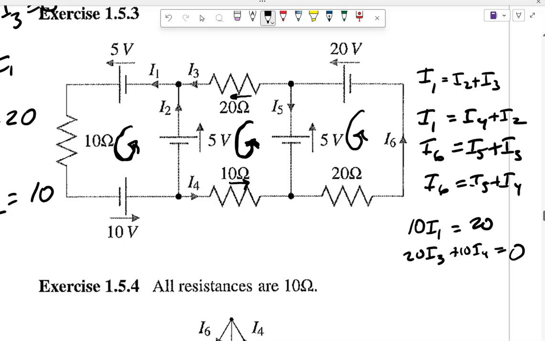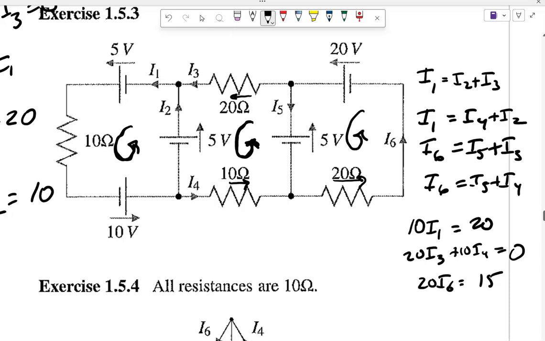Last one, going around that direction again. What's the drop this way? 20I6. Because I6 is the current here. Yep. And that's the only voltage drop. What's the gain? 15. Good. Because it knows we're going backward against the 5-volt battery. Now, are we okay with how we got those equations? It's also important. Is that okay?